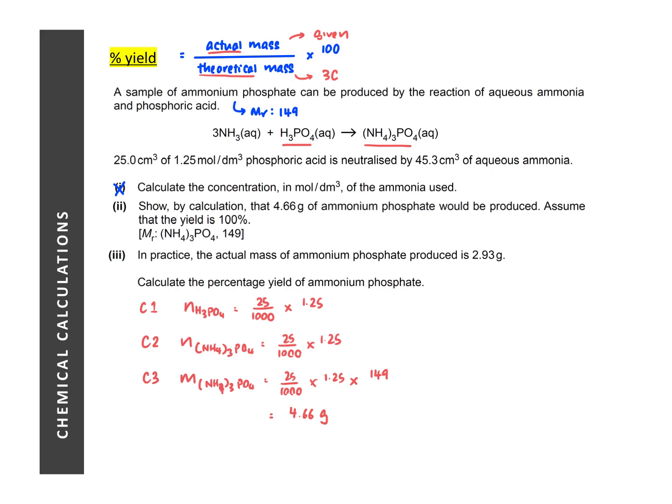Next, in part 3, we need to find the percentage yield. The actual mass is given in the question to be 2.93. So we take actual mass over theoretical mass times 100 to find the percentage yield of ammonium phosphate.